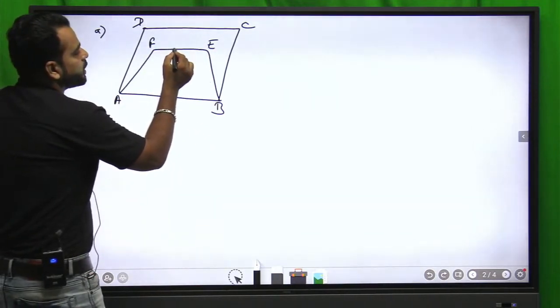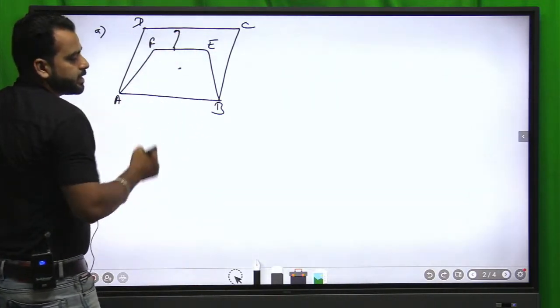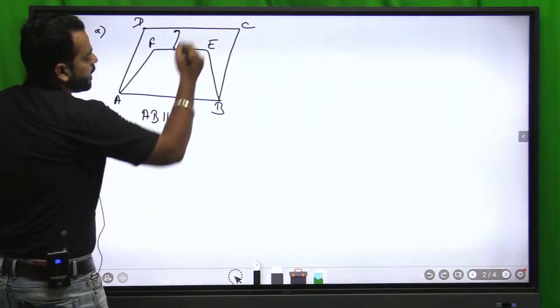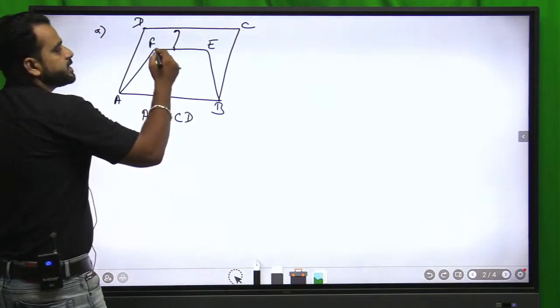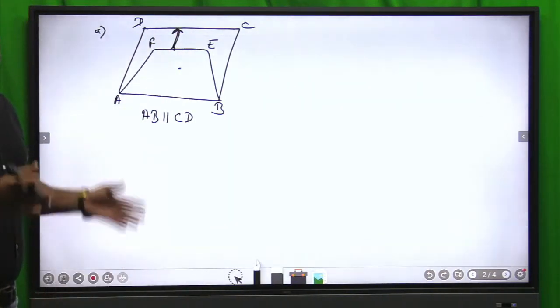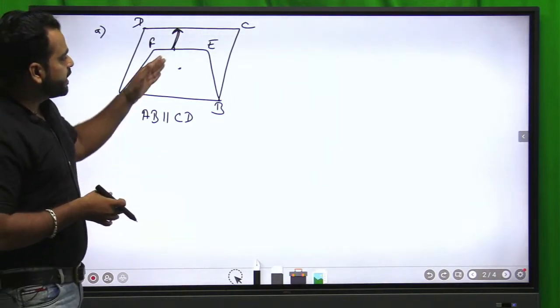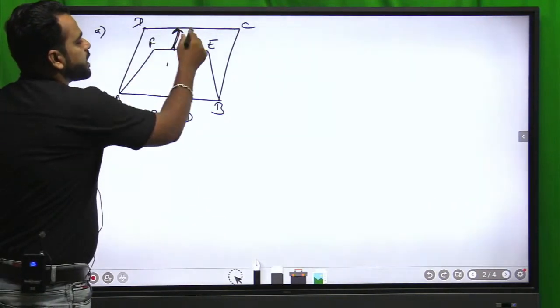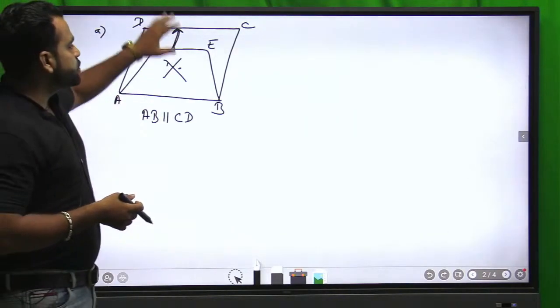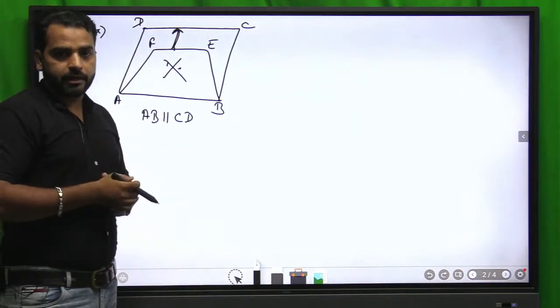Why is it no? Because ABEF does not reach up to CD. We know that AB is parallel to CD, so this line FE should be up to here for the figures to be between the parallel lines. But in this figure, the figures are not between the same lines. So these two figures are not between the same parallel lines.